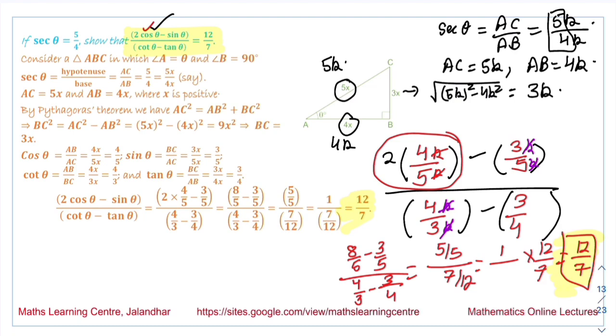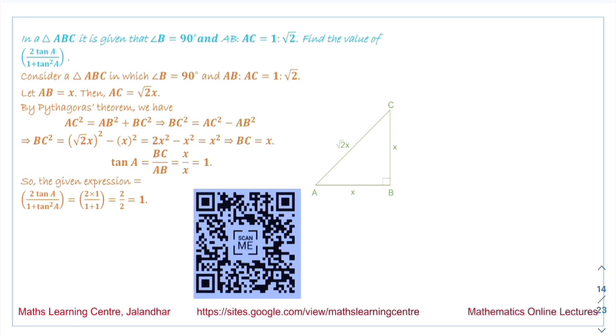Next is, in a triangle ABC, it is given that angle B is 90 degrees and the ratio of AB to AC is 1 is to root 2. So we are saying a triangle ABC we have drawn over here. This is the triangle ABC and it is right angled at this B. The ratio of this AB to AC is given to be 1 is to root 2.